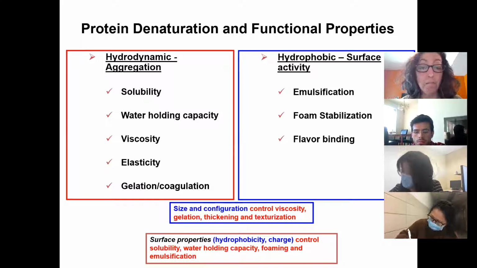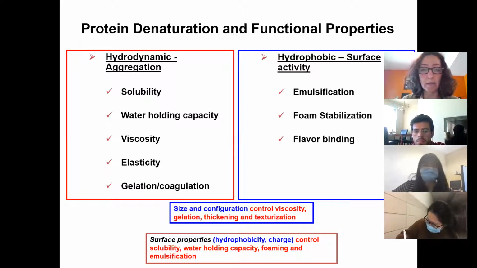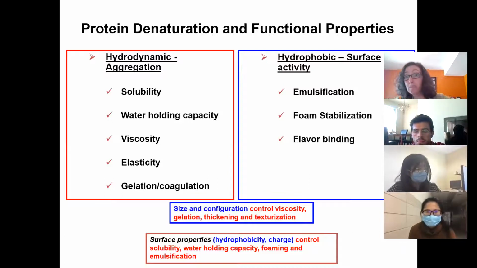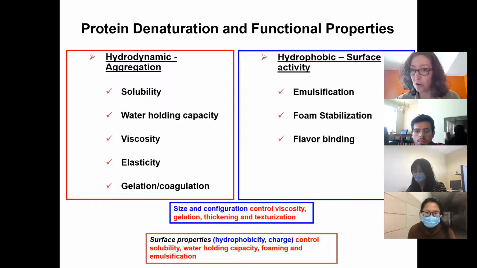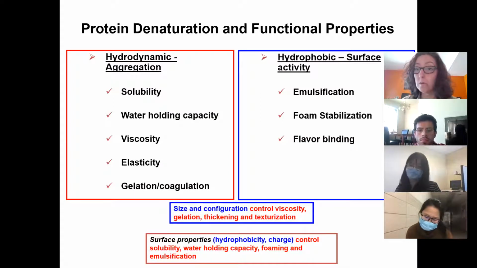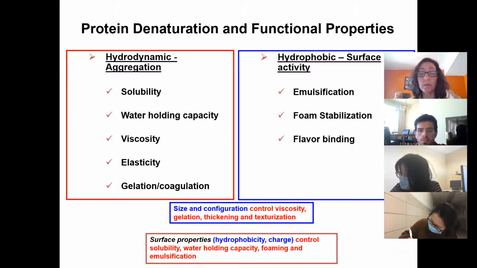Okay, the surface properties of the proteins also have an impact on the different functionalities. The main surface properties are surface hydrophobicity and surface charge. So why are these important? They're important for solubility. The more surface charge you have and the less surface hydrophobicity, the more soluble the protein is. Okay, so also it impacts water holding capacity.